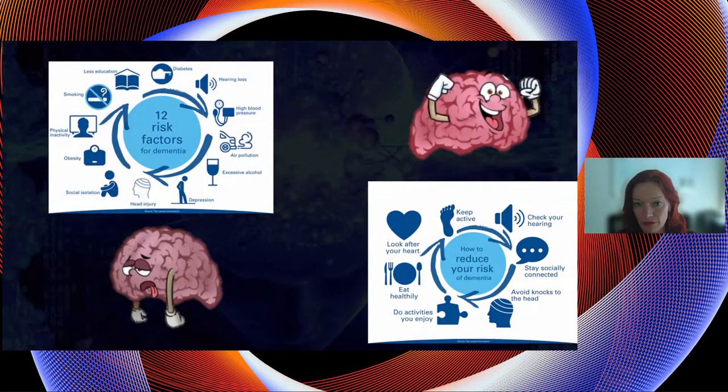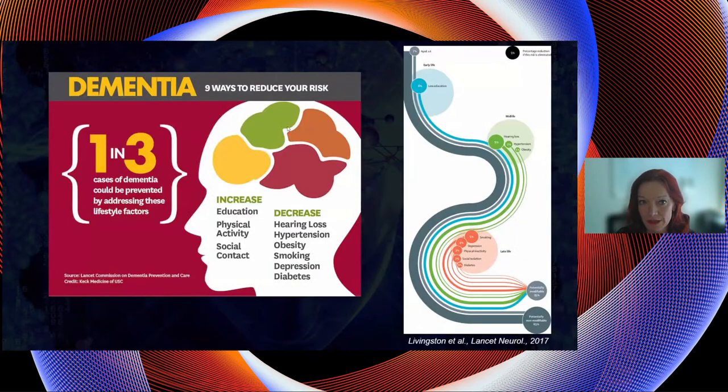A lot of work has been done over the last 10 years, mainly to identify the most important risk factors. And we know now that keeping active, checking the hearing, staying socially connected, enjoying our social activities, eating healthy, and being careful about our health help to reduce the risk of dementia. So we know that about one out of three cases of dementia could be prevented by action on those risk factors. And those factors vary across the lifespan, so that the most important factors in early life are different from those in midlife and from those in late life.